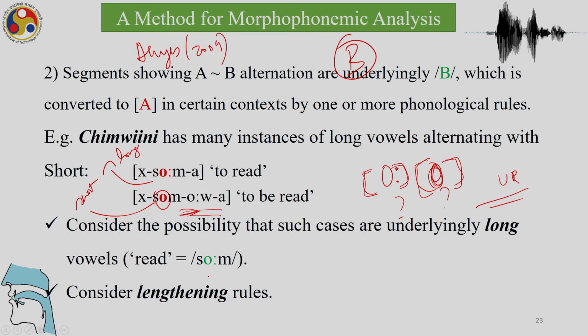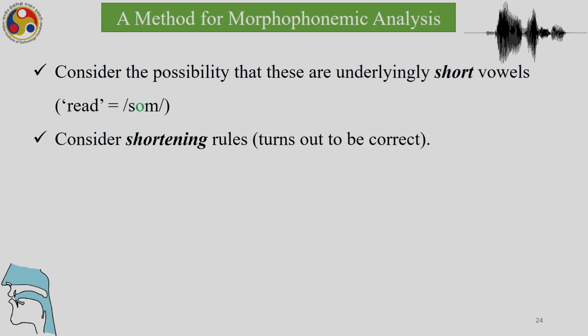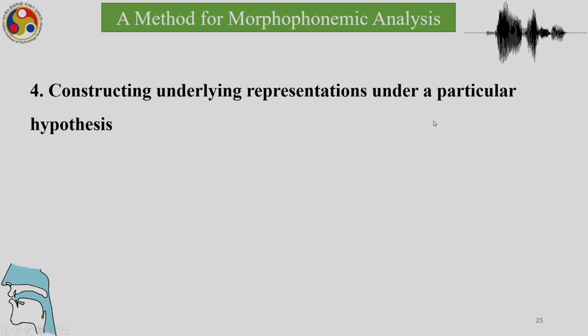Now, what is inducing this change? If it is underlyingly a long vowel, then we have a shortening. If it is underlyingly a short vowel, then it is lengthening. So if it is underlyingly a short vowel, this is som. If it is underlyingly a long vowel, then it is som. So it is a shortening rule. But how do we find out that it is so?